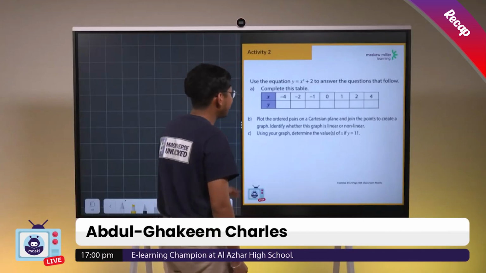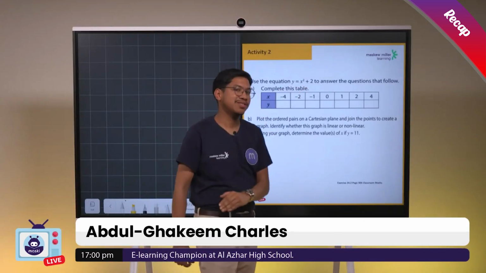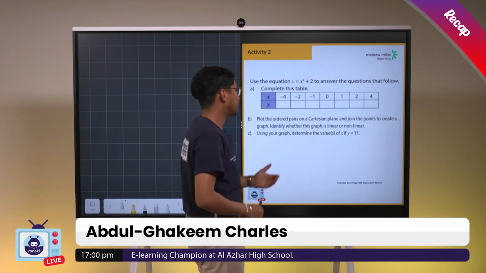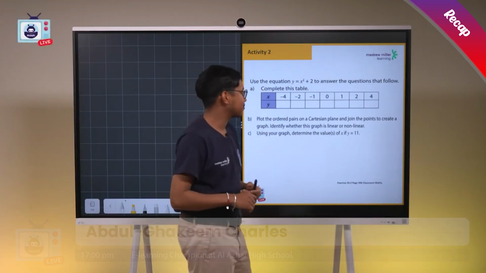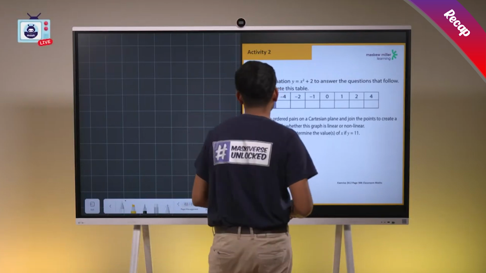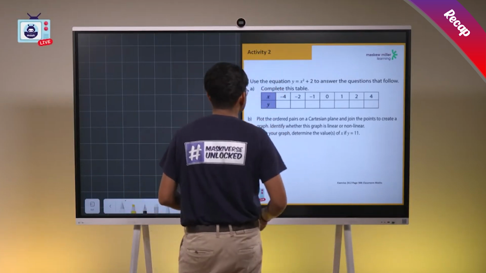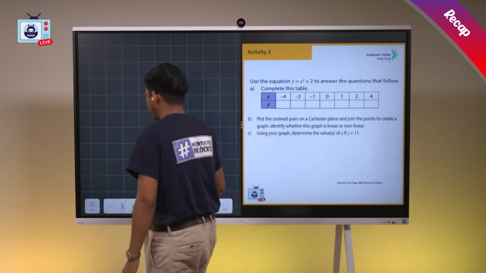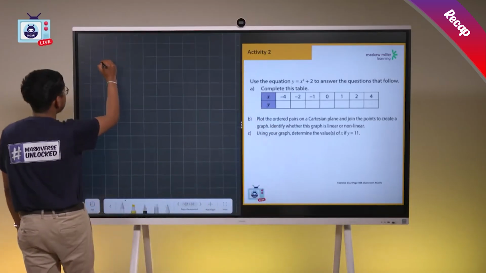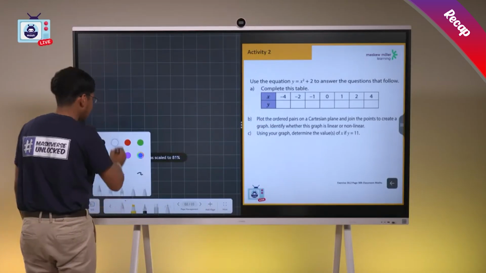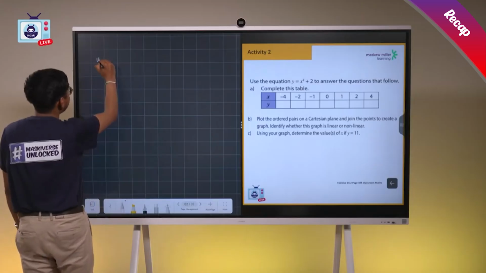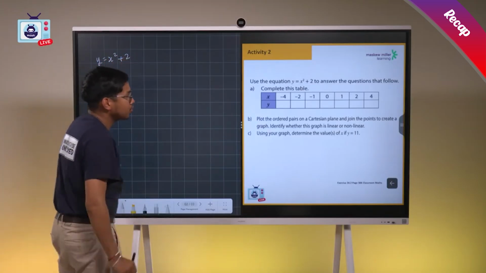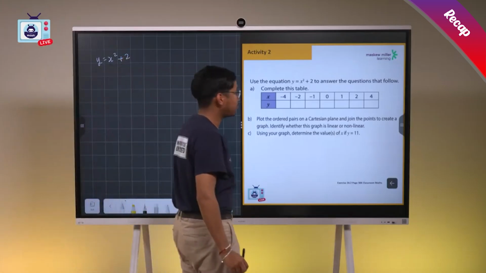We had some time to look at the equation that's given to us, and also what input values were given and how we will get our corresponding output values. Okay, so it is telling us here to use the equation y is equal to x squared plus 2. Our equation is given by y is equal to x squared plus 2, to answer the questions that follow. So we need to complete the table.